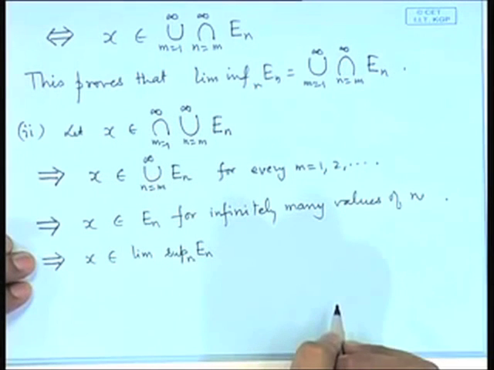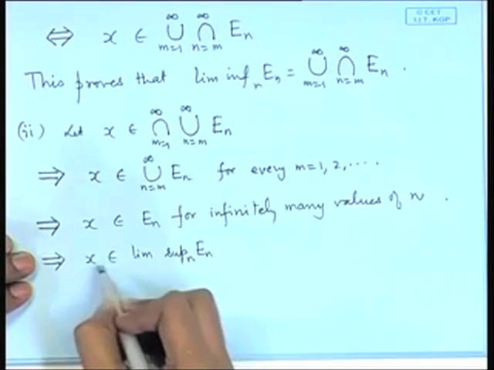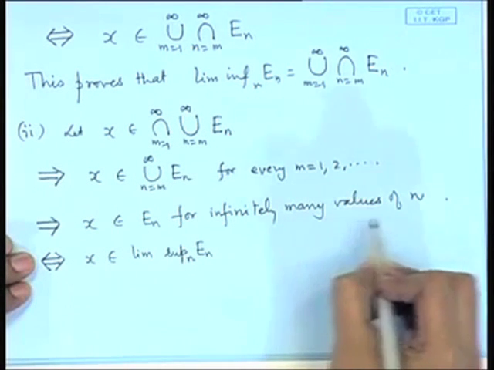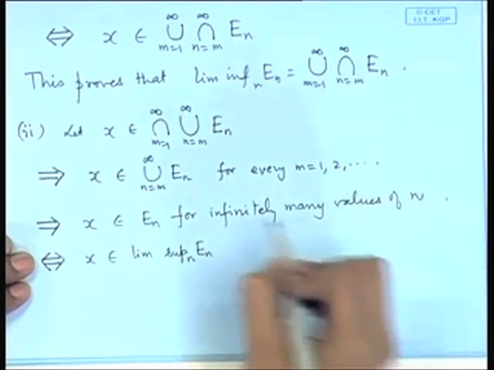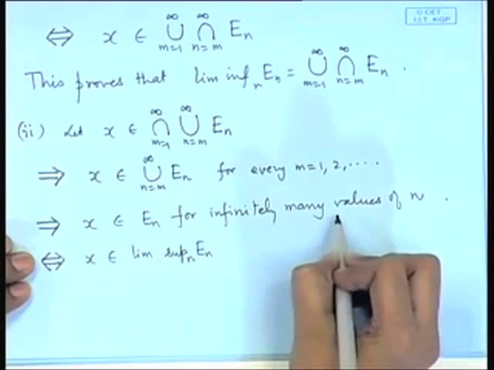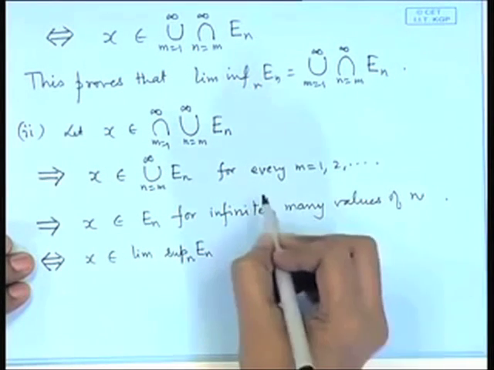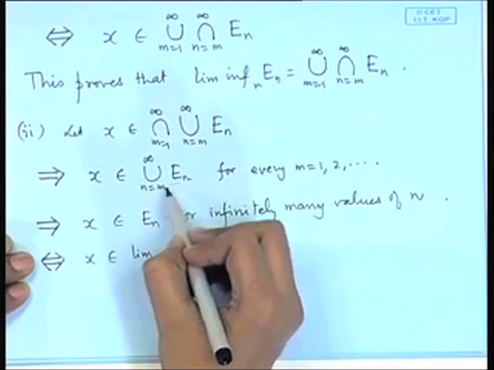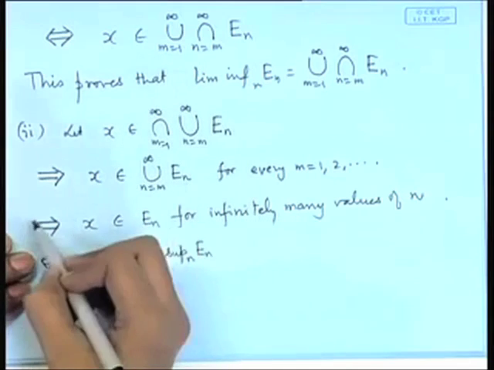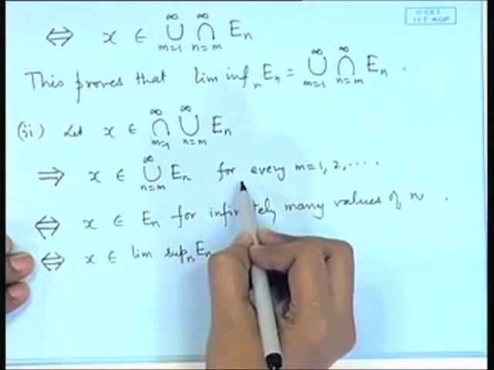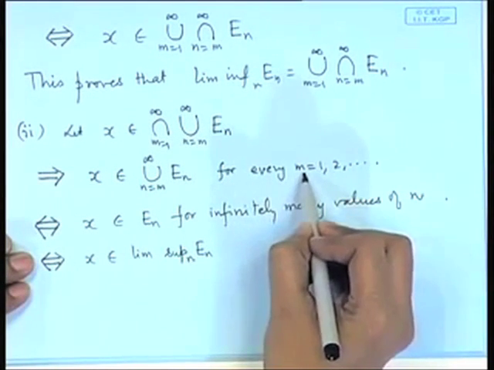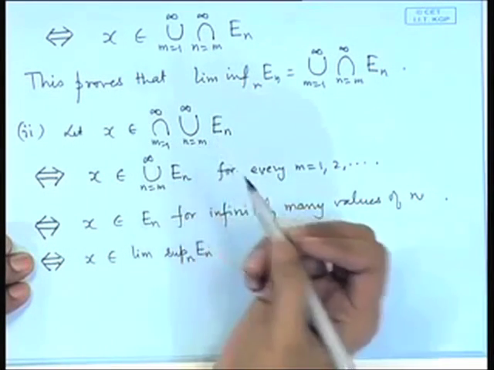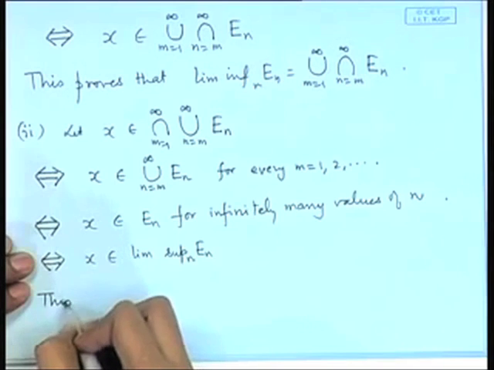Now to look at the argument in the reverse way, if x belongs to the limit superior, then this implies that x belongs to En for infinitely many values of n. Now once again, if x belongs to infinitely many values of n, then no matter for which value of m you start with, x will belong to certain sets after that, and therefore this statement implies this. Now since this is true for every m, this statement implies that x belongs to intersection union of En's. This proves the statement 2.